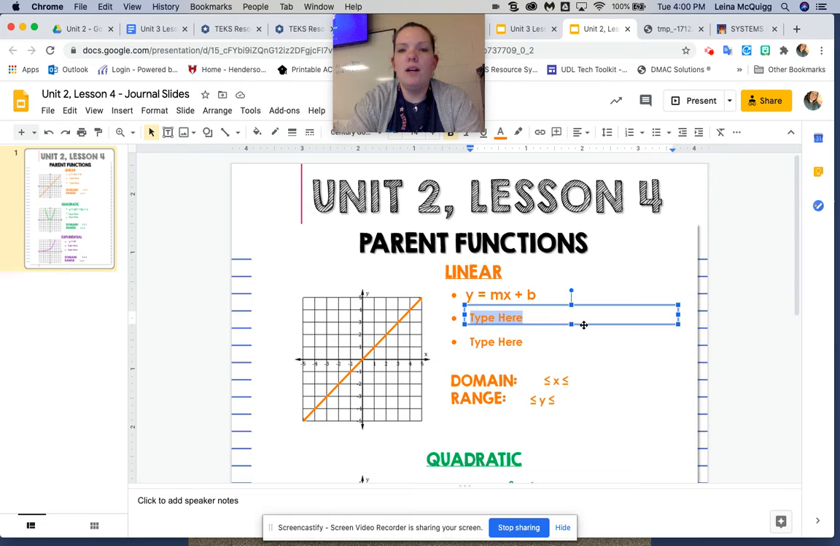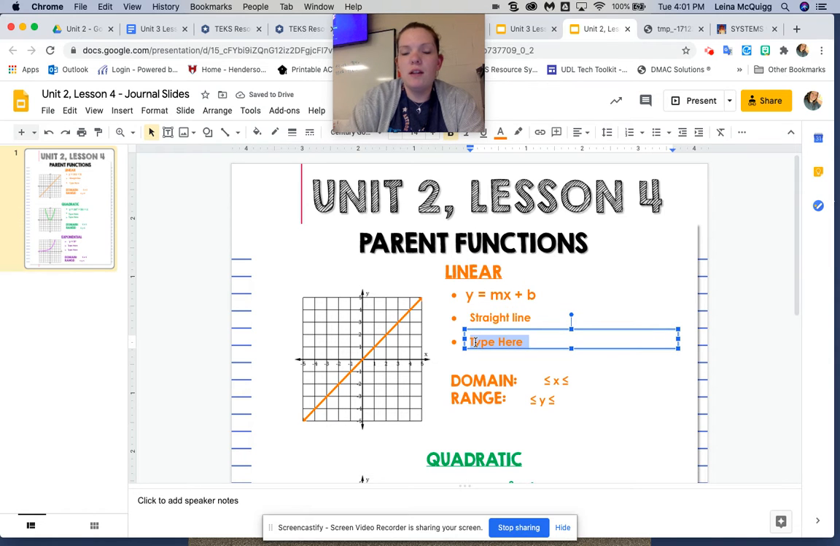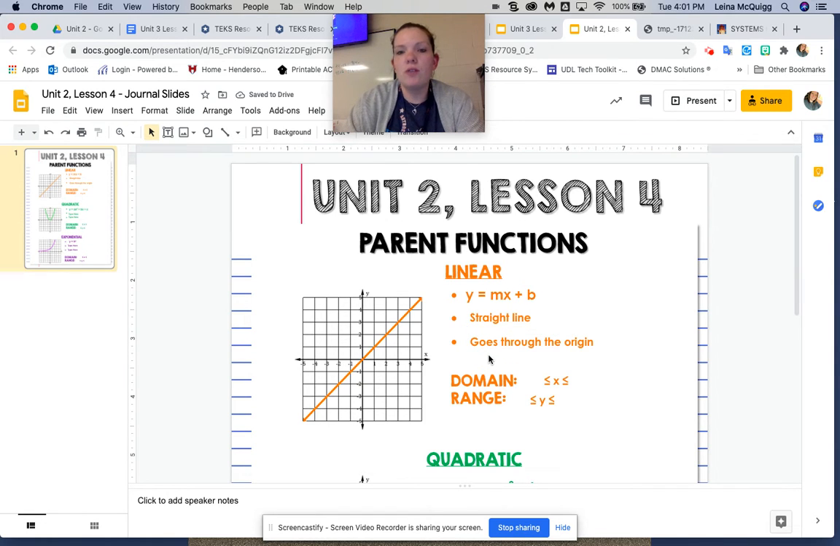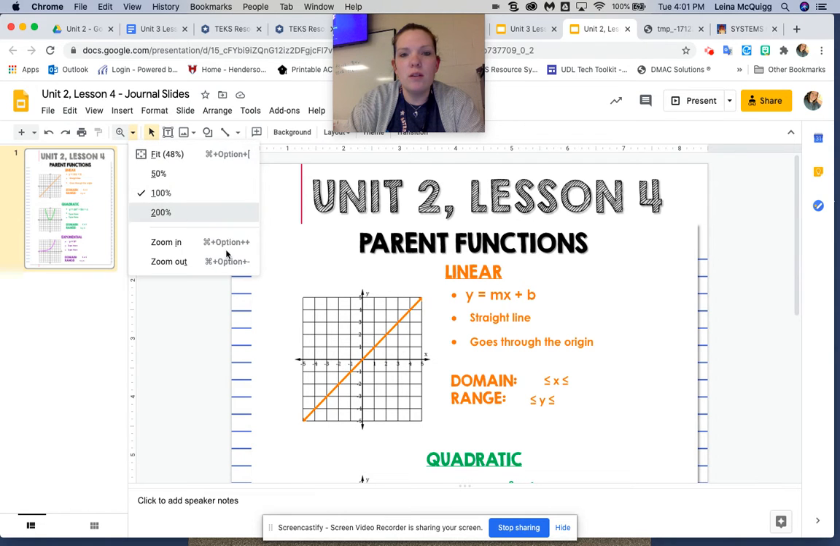A linear function is a straight line, and it goes through the origin. So it's a straight line that goes through the origin. This unit we've talked about domain and range, so I want to look at the domain for this parent function. My straight line, if you look really close, I'm going to zoom in a little bit more.